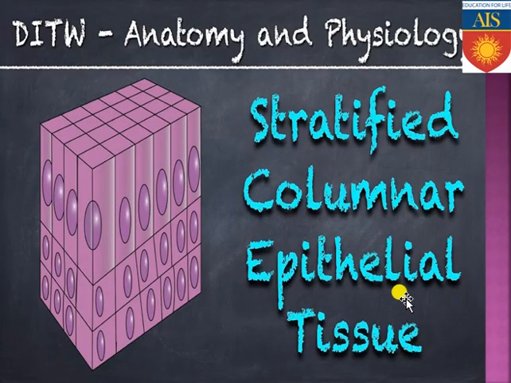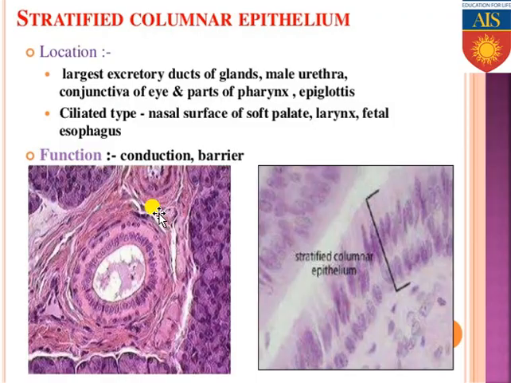Stratified columnar epithelial tissue. What is stratified columnar epithelial tissue? Stratified columnar epithelial tissue is a kind of tissue in which multiple layers of cells are present, and obviously the cells are columnar shaped. Location: obviously the largest excretory duct of the gland and the male urethra. They can be shown in the conjunctiva of the eye. They are present within parts of the pharynx. They are present in the epiglottis region also.